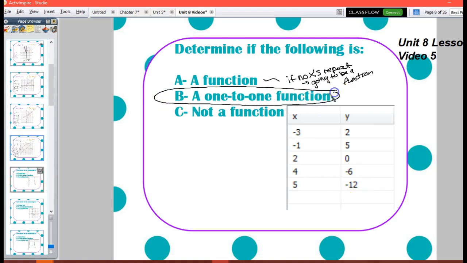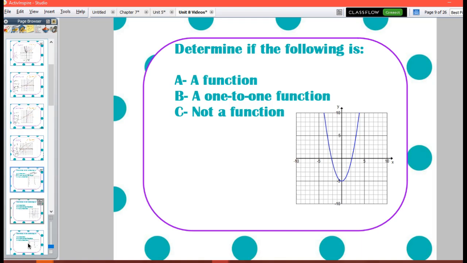The answer here would be B because no x's repeat, so we know that an x isn't going to go to 5 and 12. But we also know that y is different, so -1 doesn't go to 0 and 4 goes to 0, which would be a legal function, but it wouldn't be one-to-one, so that would be B.